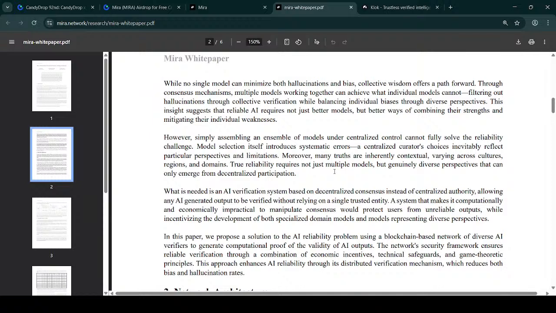However, simply assembling an ensemble of models under centralized control does not fully solve the reliability challenge. Model selection itself introduces a systemic bias, as a centralized curator's choices will inevitably replicate particular representative biases. Moreover, many truths are inherently contextual across cultures and regions. Reliability requires not just multiple models, but genuinely diverse perspectives that can only emerge from decentralized participation, guys.